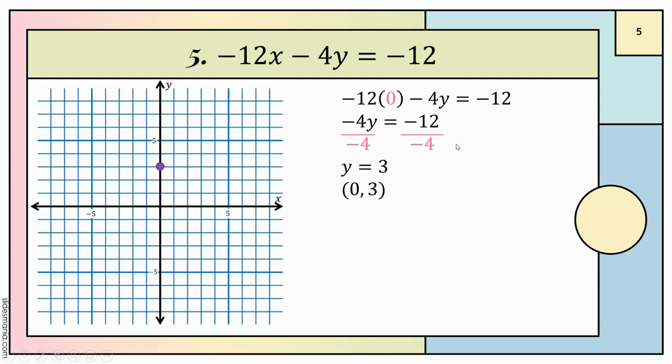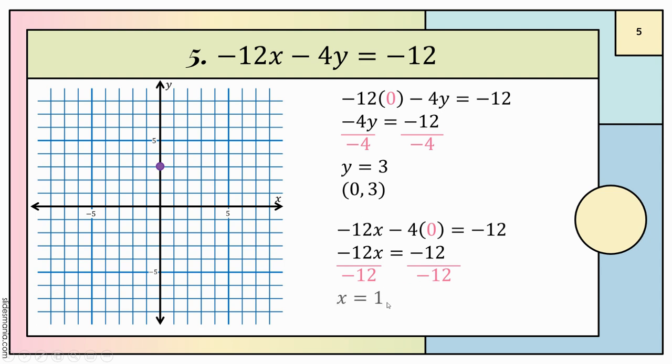And then we will put 0 in for y to solve for x. Negative 4 times 0 is 0, so that leaves us with negative 12x equals negative 12. I'm going to divide both sides by negative 12. Negative 12 divided by negative 12 is 1, so our x-intercept is (1, 0). So plot the point (1, 0), and connect your points with a straight edge. Be sure to include those arrows on the ends.